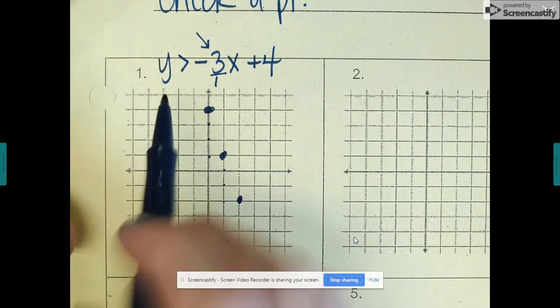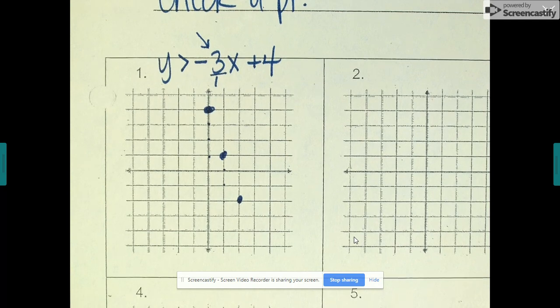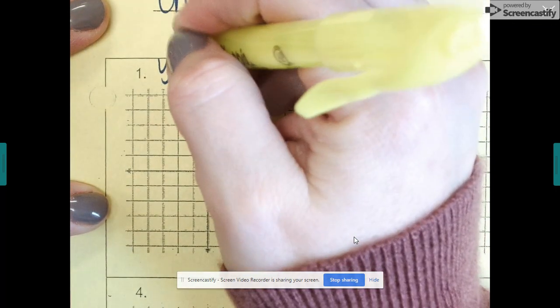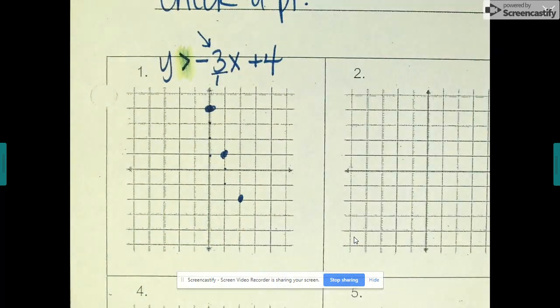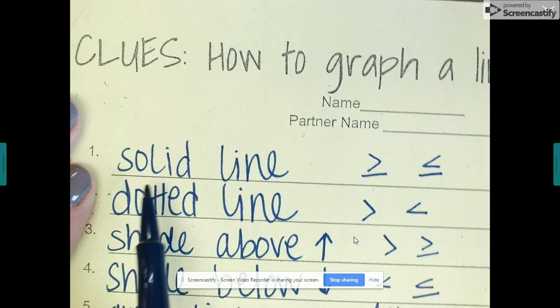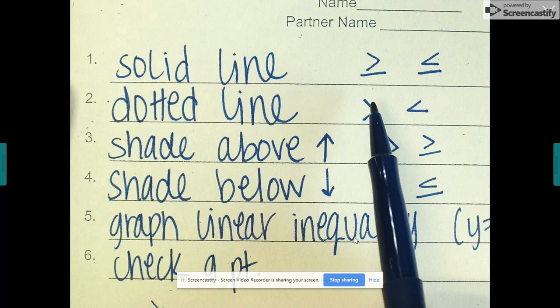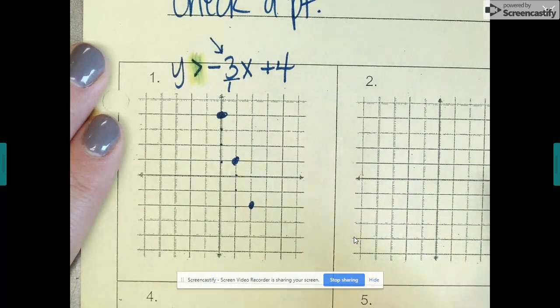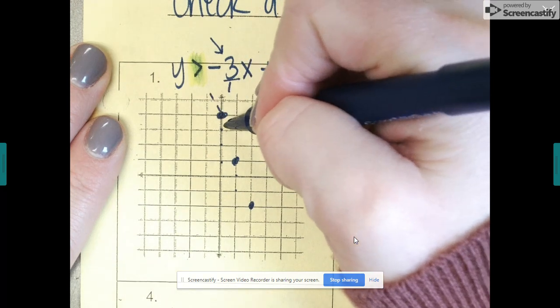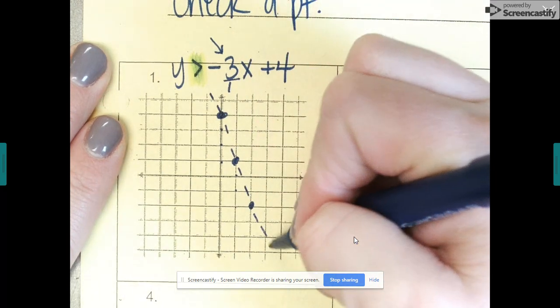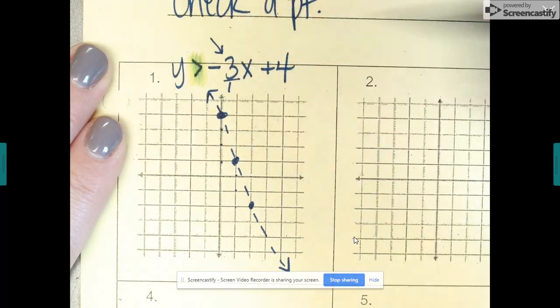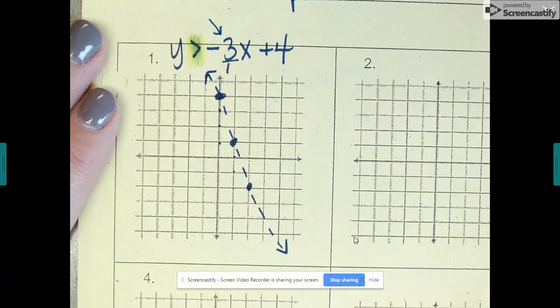Okay, now take a look at your inequality. Okay, so I'm going to just highlight it. Your inequality is greater than. So let's look up here. Is it going to be a solid or a dotted line? If it's greater than, it's going to be a dotted line. So instead of making a ruler line through these points, we're going to dot, dot, dot, dot, dot, dot, dot. Okay, then still put your arrows on the top and bottom, okay?